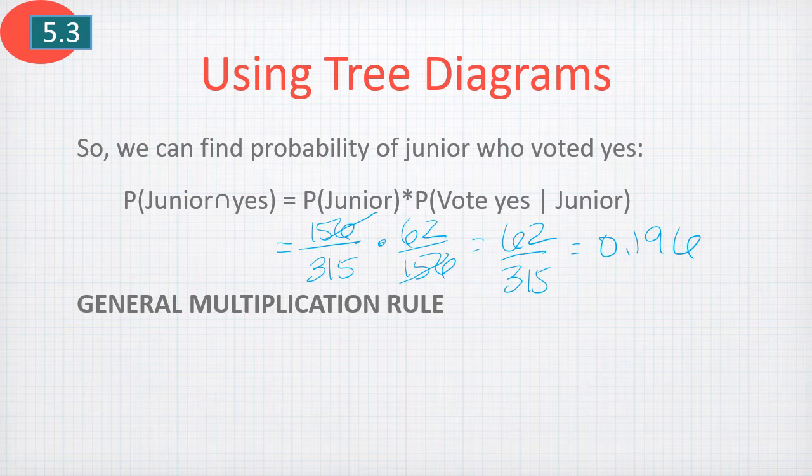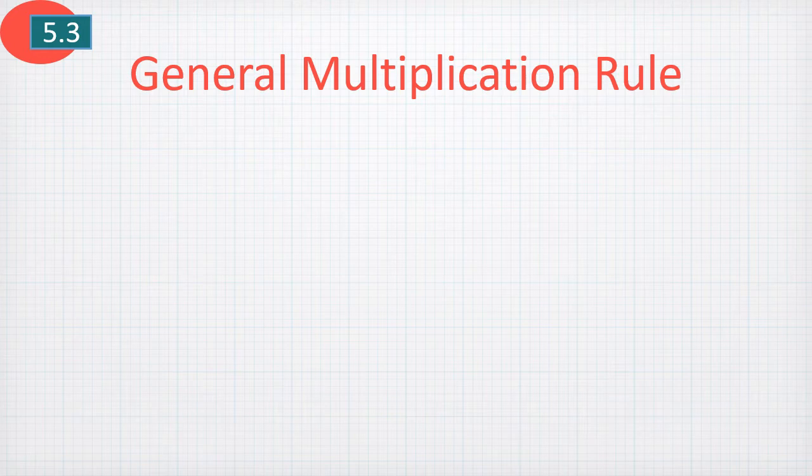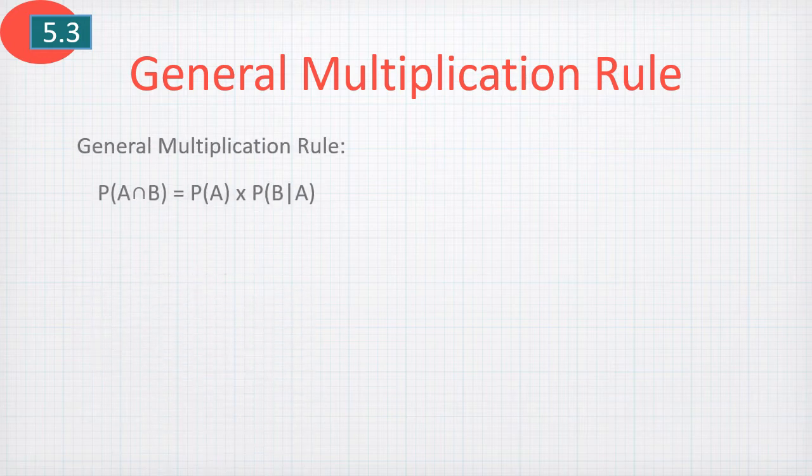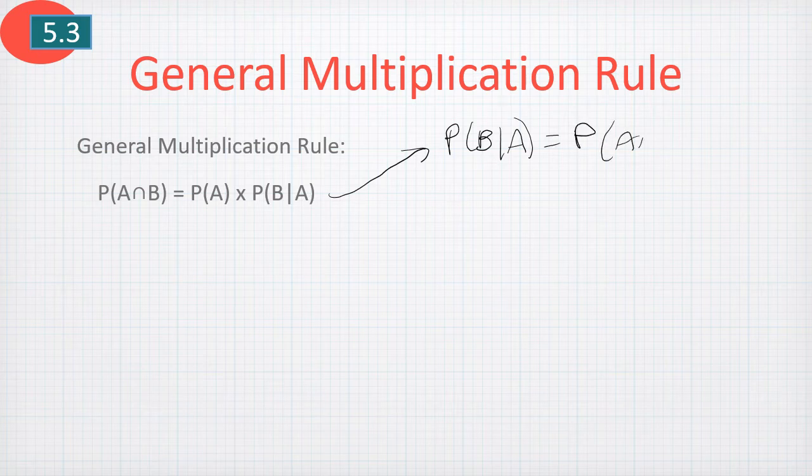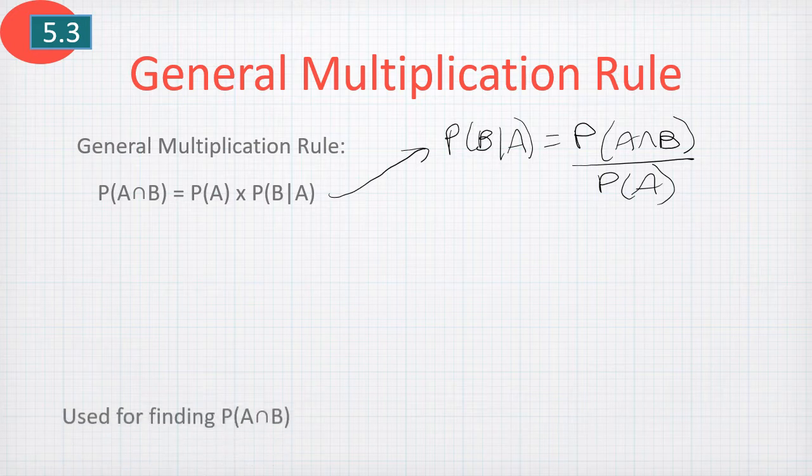Now that we know how to do this with both the tree and the notation, this brings us to the general multiplication rule. The general multiplication rule states that the probability of A and B is the probability of A times the probability of B given A. Now in your formula sheet, you see this written a little bit differently. It looks like this: the probability of B given A equals the probability of A and B over the probability of A. So it's just algebra, but you got this.